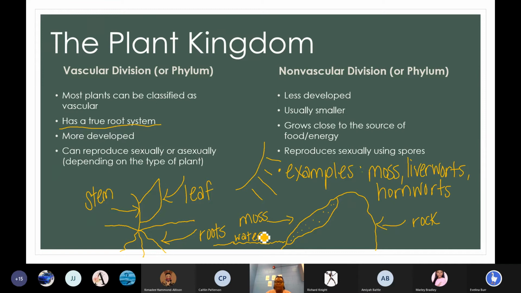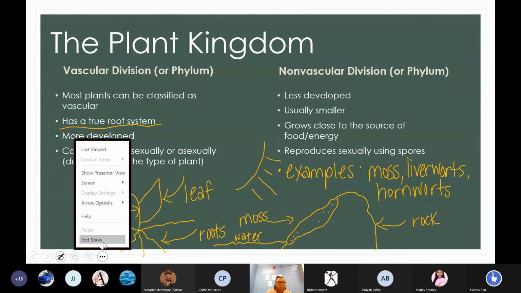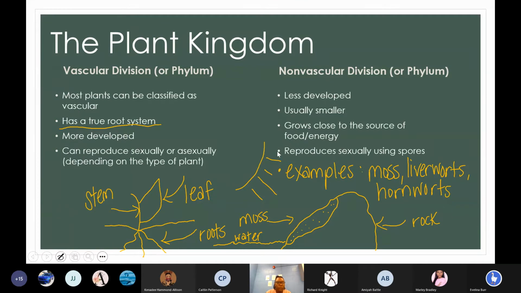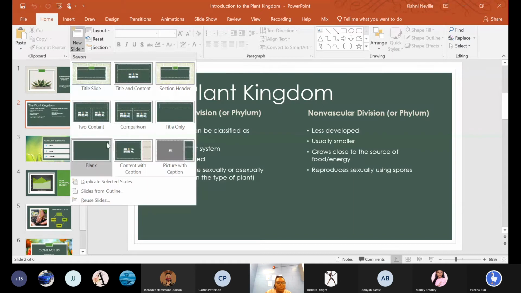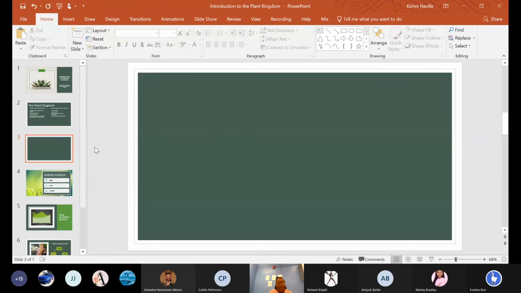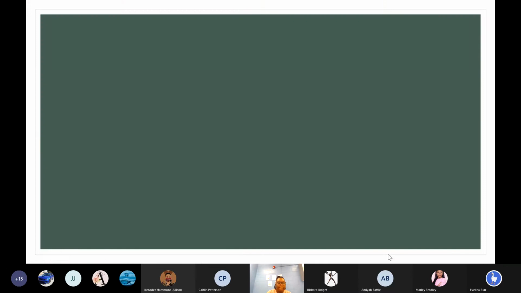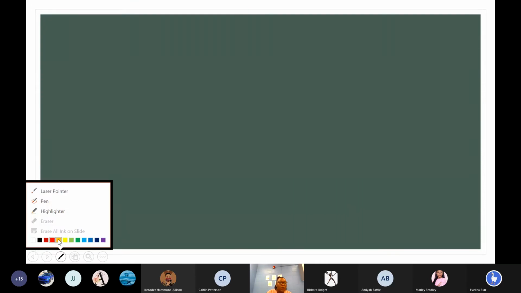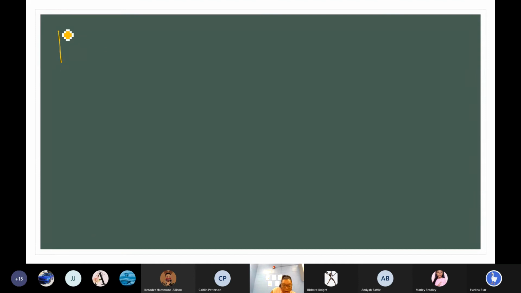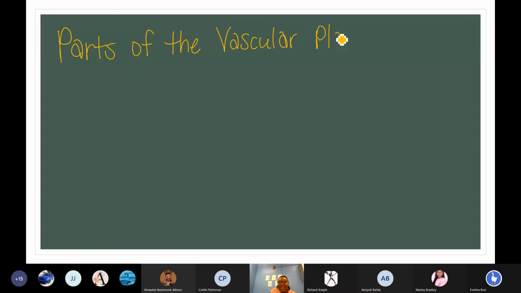Okay, so let's keep going. As we're learning about our next slide, what we'll start learning about tomorrow, and you can write this in your notes, is the parts, as in body parts, of the vascular plant. Please write this in your notes at this time.